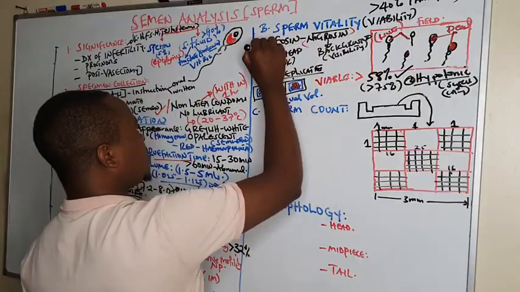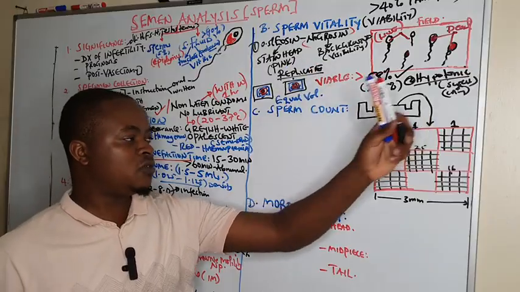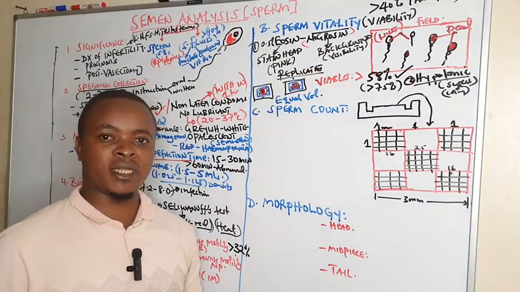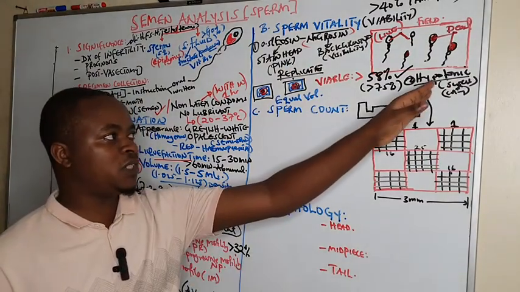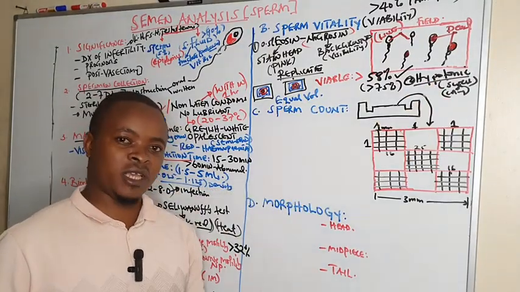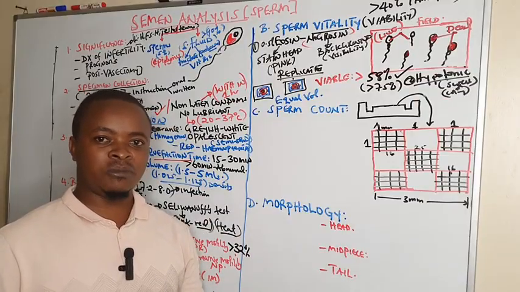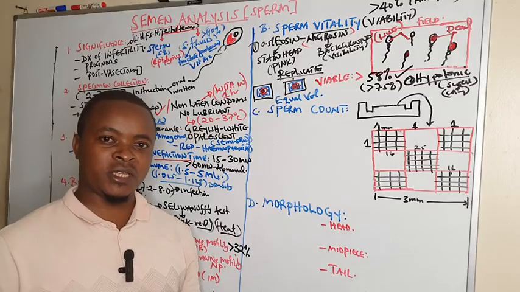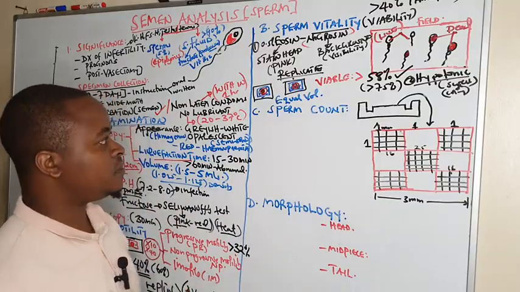This one was the first method using eosin and nigrosin, but in case you don't have them, you can use the hypoosmotic swelling test, whereby you put the sperm in hypotonic solution and you observe the swelling of the tail. If there is a swelling of the tail, it means those are live. No swelling, those are dead. And that's how you can distinguish them.